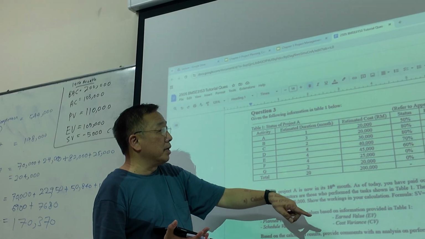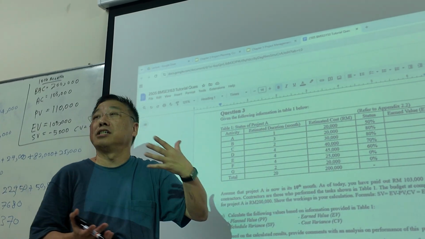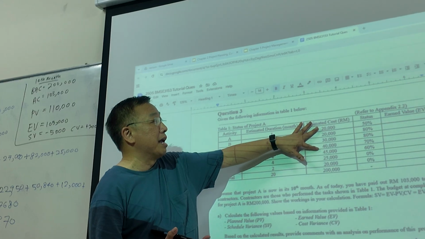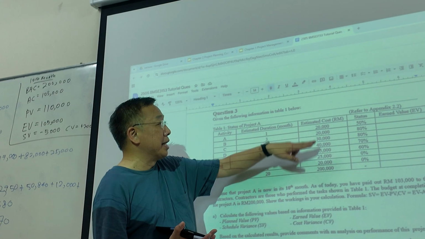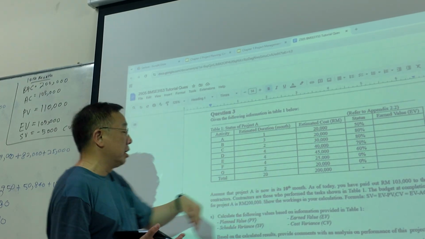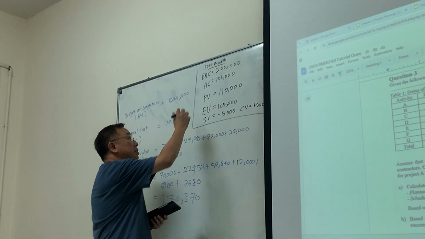To calculate PV, you must take all the estimated cost because P stands for plan. So this is what you are planning to spend, right? Which is up to here. So you take the planned spending up to the 10th month. So 20 plus 20 plus 30 plus 40 is 110. So that's how you got 110.